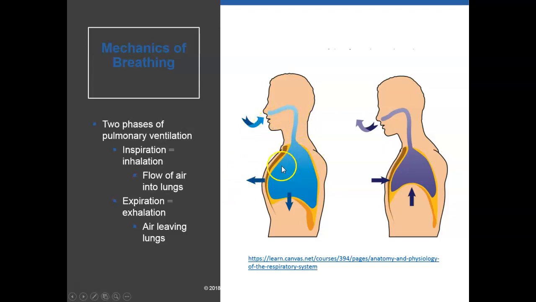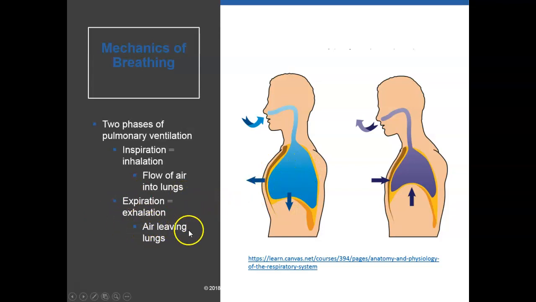Inspiration is breathing in air. And so this is an active process. During this process, the diaphragm has to contract and move down towards the abdominal cavity. And your external intercostals are going to also contract and move outwards. This allows your lung cavity or your thoracic cavity to get larger. That decreases the pressure. And so air moves down a pressure gradient from higher pressure in the atmosphere into the lungs, which is lower pressure.